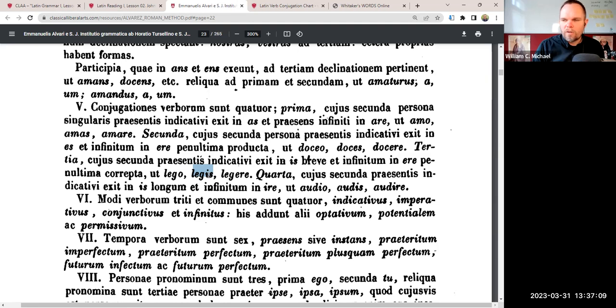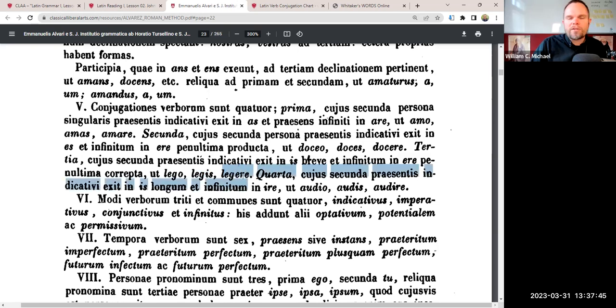You read. And notice that there's no e in that form because it's third conjugation, okay? When we looked at doceo, we saw that the ending was es. There was an e in the ending because it's second conjugation, which has a long e. The third conjugation has a short e, and therefore that disappears in the present tense form. It's not legeo, it's lego. It's not leges, it's legis. All right, so that's third conjugation.